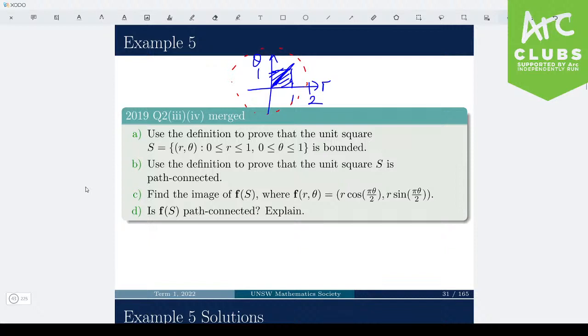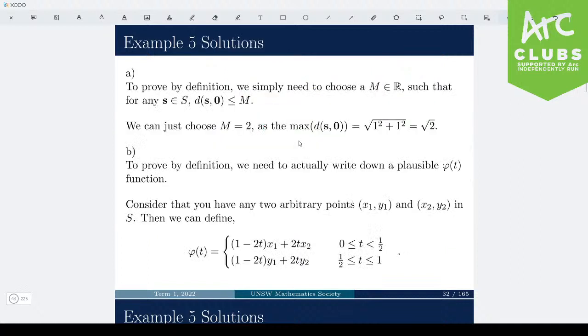Part B, use the definition to prove that the unit square S is path connected. So again, if you have a unit square like this, and you pick any 2 points, you can always just go in a straight line from the first point to the second point and show that's path connected. Right? Let's do something a bit more exotic. Let's try to do it with a piecewise function, because sometimes these questions may be a little bit harder in exams. And I'll go through it here.